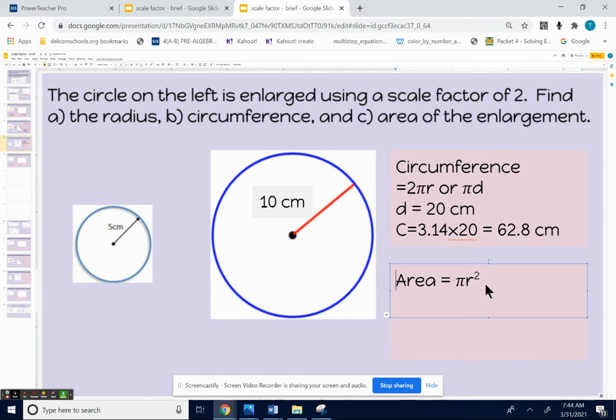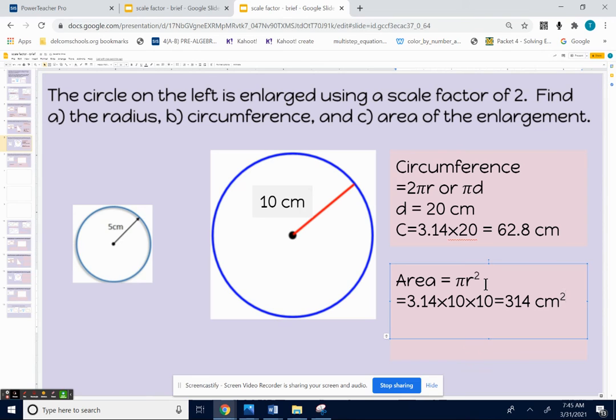The area of a circle is pi times radius squared. You may want to think of radius squared as just r times r. So my area is going to be 3.14 is pi, times radius. So 3.14 times 10 times 10. And if I take 3.14 times 10 times 10, I'm going to get 314 centimeters squared.